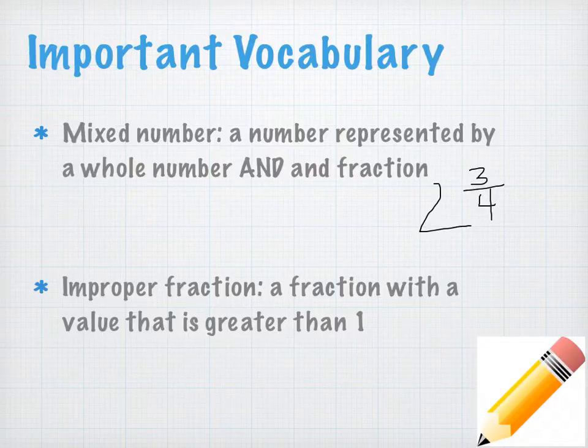An improper fraction is a fraction with a value that is greater than 1. With improper fractions, the numerator is larger than the denominator. An example of an improper fraction would be 12/7.